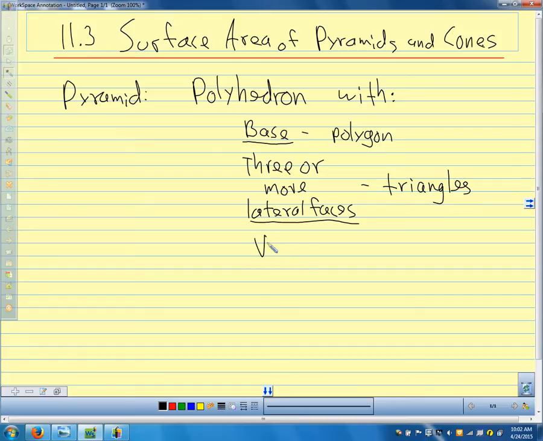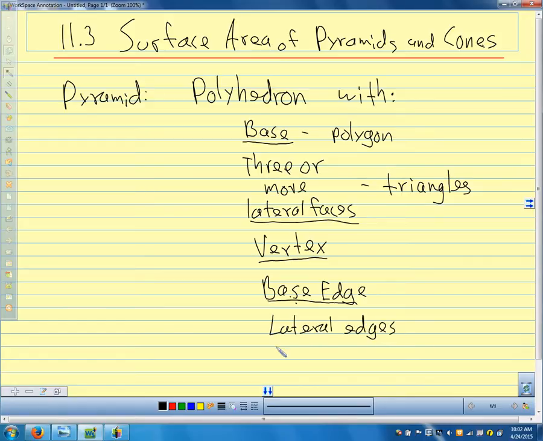We have a vertex, the point where the lateral faces meet. We also have what we call a base edge, and we'll draw a picture here in just a second. Base edge, and a lateral edge. So just a list of our parts.